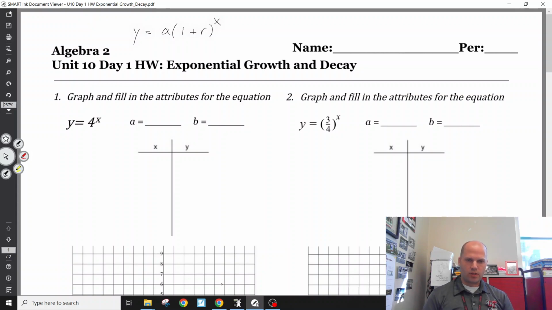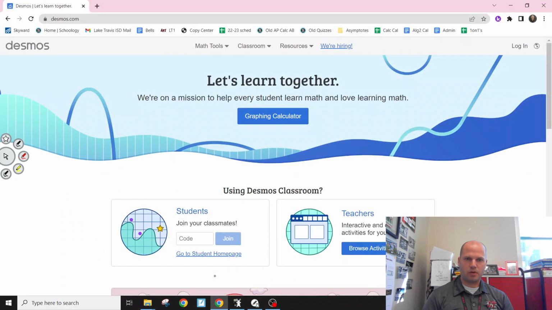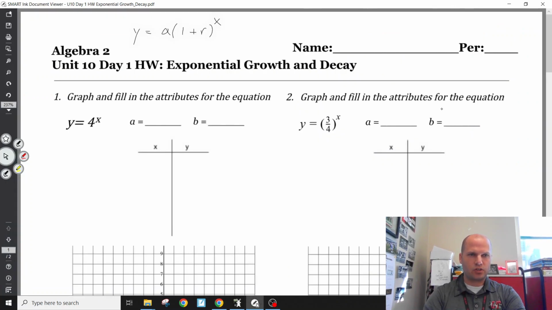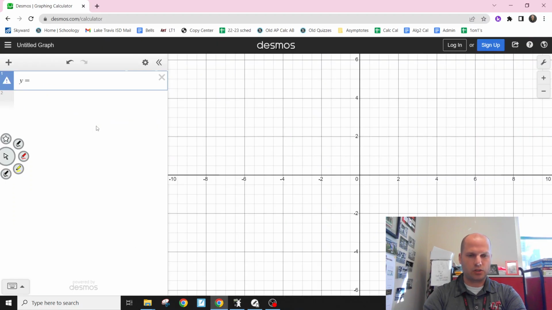Your test for this unit will be a project, and you'll be using Desmos to help you with the project. So you may use Desmos when you're doing your homework because you're going to be using it for your project. And the first one we have right here is just 4 to the x. So let's just look at 4 to the x.